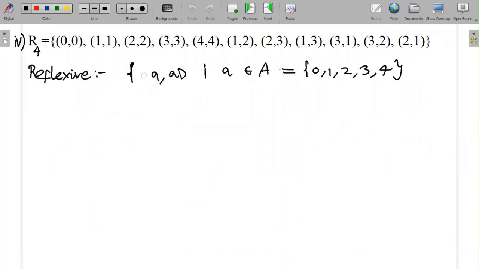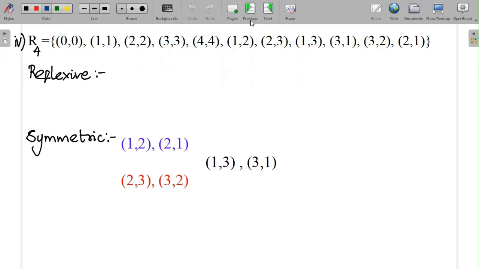The fourth example is once again constructed from the set A containing 5 elements, so 5, 7, 9, and 11. There are 11 elements in the set R4. And first up, we observe that it is in fact reflexive because the condition is met. 0, 0, 1, 1, 2, 2, 3, 3, and 4, 4 are part of the set. Therefore, it is in fact reflexive. That's pretty obvious.